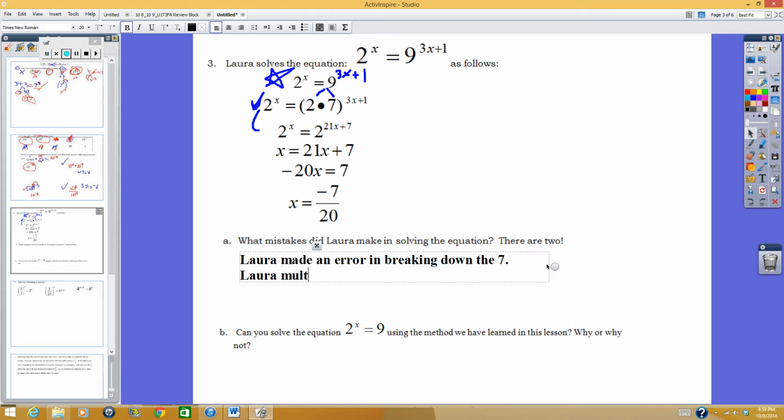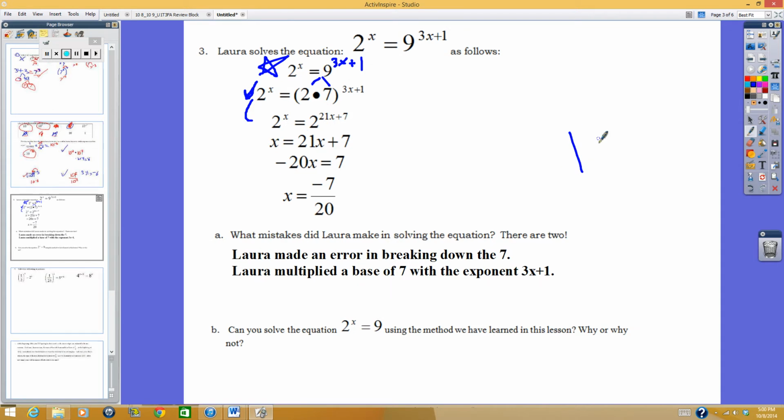Laura multiplied a base of 7 with the exponent. Or the exponent 3x plus 1. You messed up, Laura. Apparently you don't have Mr. Hadler as a teacher. Anyways, hopefully that makes sense. It looks like everything else is okay. Like she set this equal to this, which is here. And then, you know, she kind of solved it. She did minus 21. Yeah, everything else is good. It's just those steps at the beginning that she messed up on.